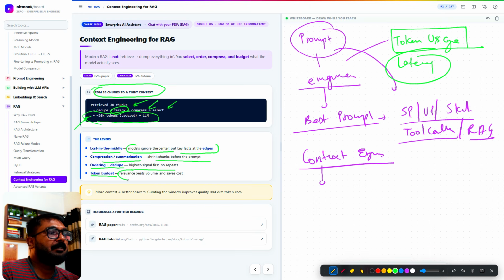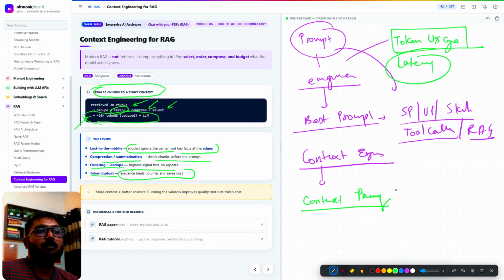Token budget: relevance beats volume and saves cost. That is all we do in context engineering. For example, there is context pruning that happens. We try to index all the context that we have got inside the user namespace that we have understood while we are reading about Pinecone, and then as soon as the similarity matches, we retrieve only those chunks, right? Like the user message and the model response that we get. So that is all the context engineering that we do.